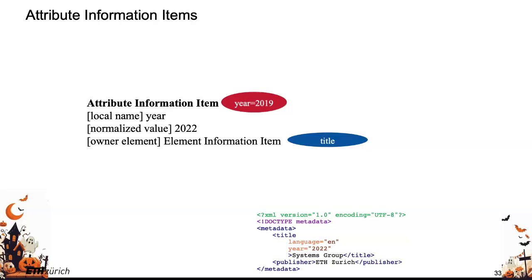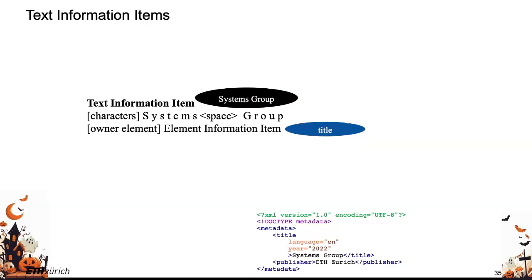And the parents, it's called owner element, but it's really the parents, is the element information item title, because that attribute is inside the title elements. Then we have language EN, which the local name is language, the normalized value is EN, and owner element is title. Then we have the text information item, systems group.